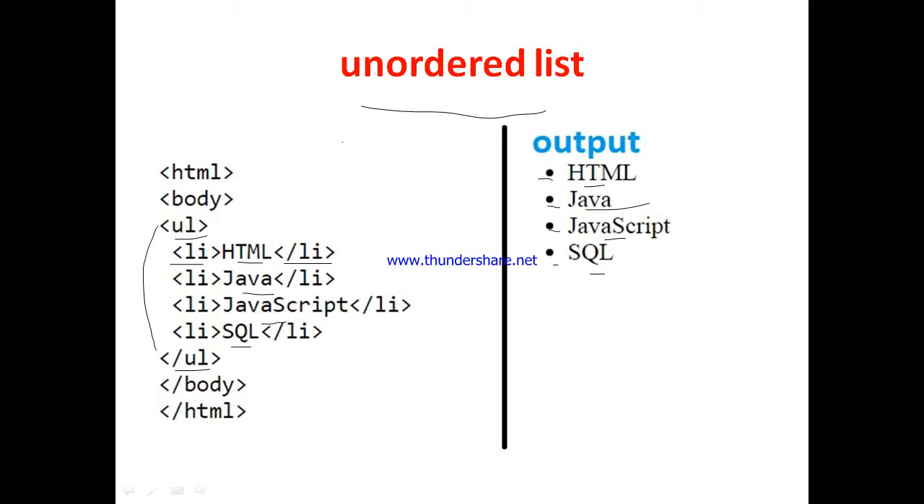Now why are bullets coming here? Because by default, when the UL tag is defined without any attribute, plain bullets appear as the marking. If you want a square, then we have to define type square. If you want a hollow circle, then we have to define type circle. So depending upon that type value, the marking will be different.